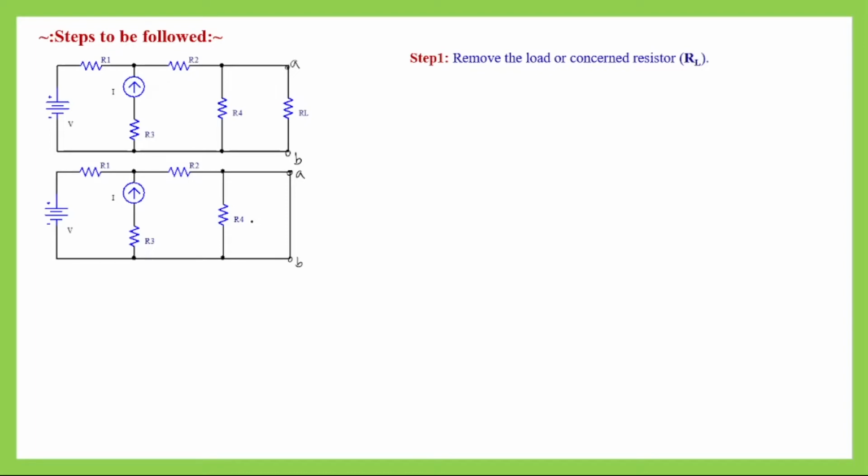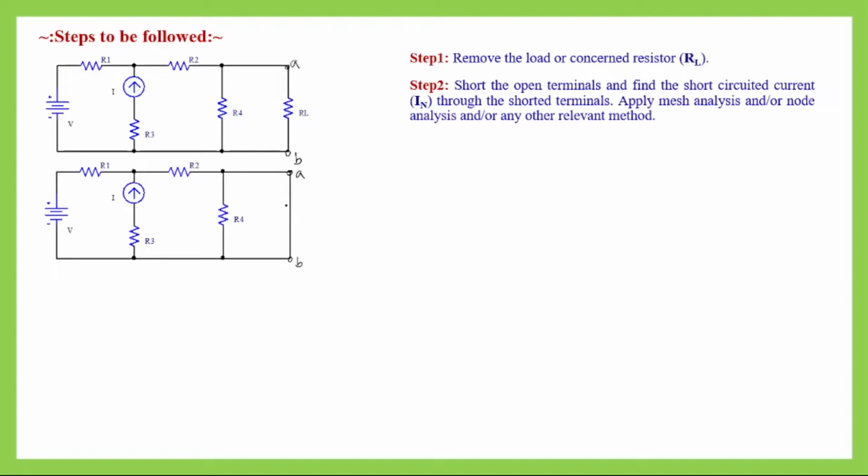Now after removing the concerned resistor and shorting that path, we will next find the short circuit current which flows through that short circuited path. Suppose that current value is ISC. Our next task will be to find this value, and for doing that we will apply the conventional network analysis methods, whichever are suitable for this circuit, like KVL, KCL, voltage division rule, current division rule, etc. Now after finding this short circuited current, we will deactivate all the energy sources from that circuit.